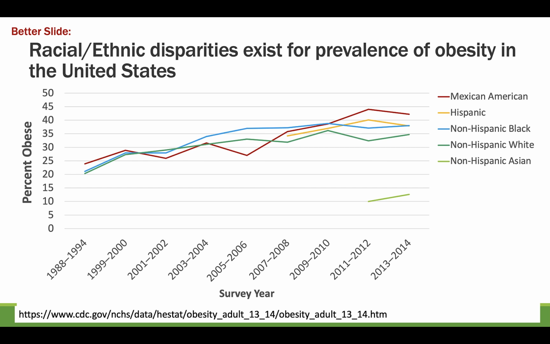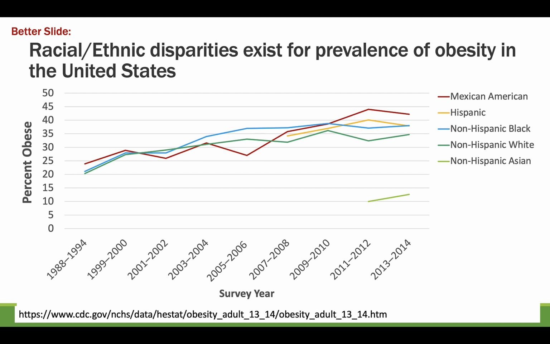Here we have a clear assertion at the top of the slide, stating that racial and ethnic disparities exist for the prevalence of obesity in the United States. We also have a figure that is colorful and interesting and very clearly shows us that by these different racial and ethnic groups, we see differences in trends for obesity and prevalence of obesity in recent assessments.